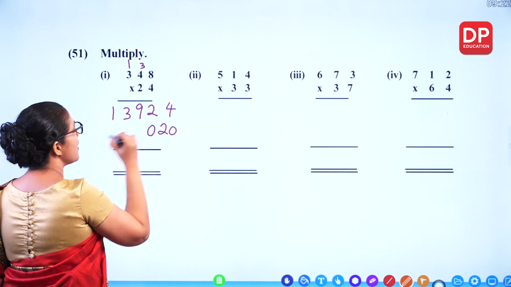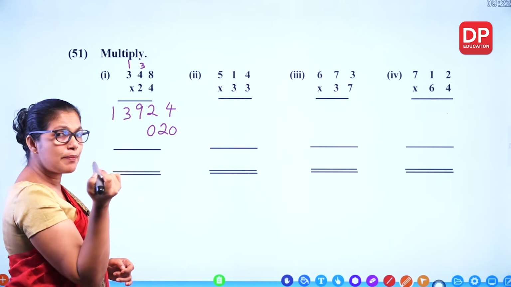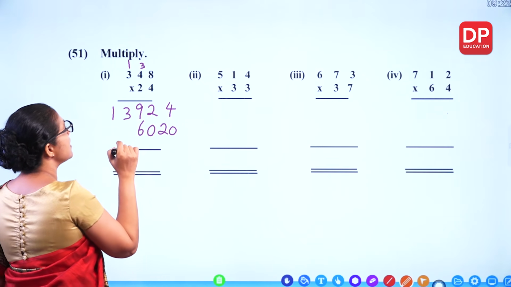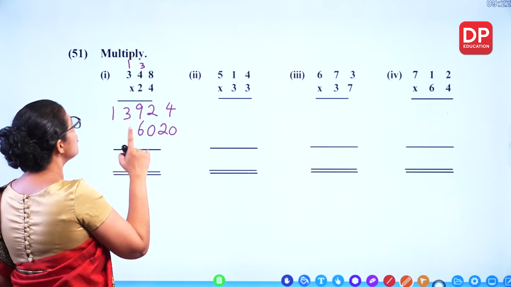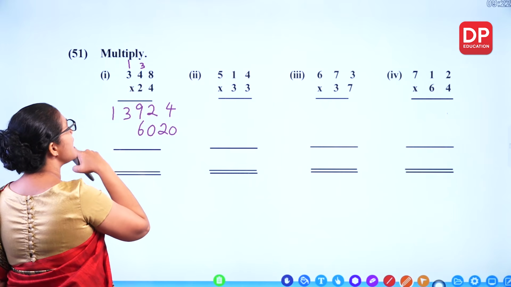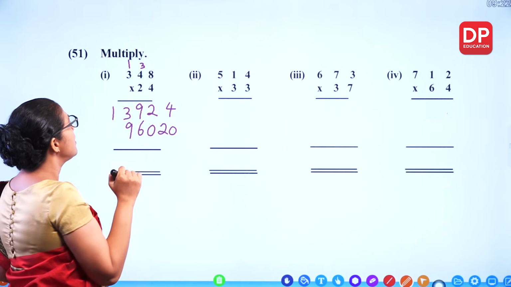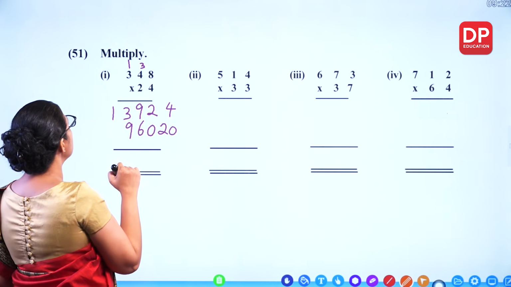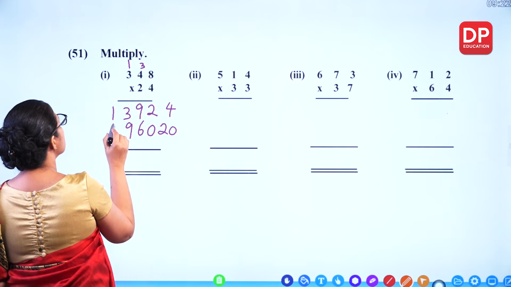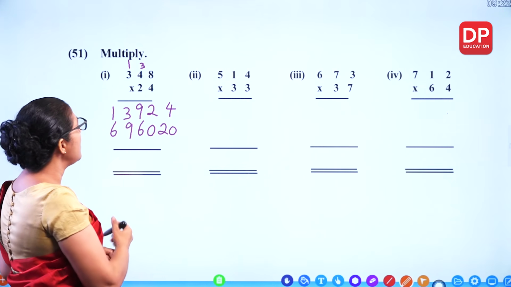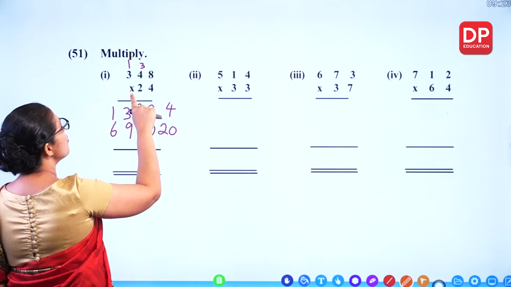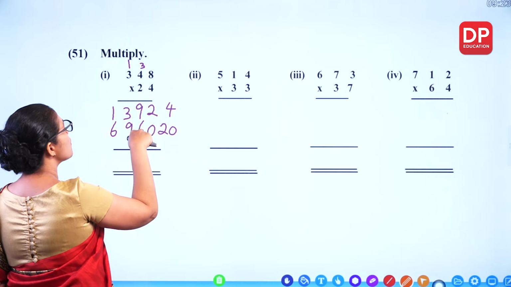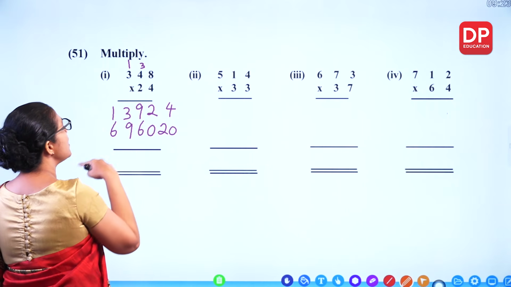So how do you multiply by 20? You put a 0 there and multiply by 2. 2 times 8, 16. 1 remaining. 2 times 4, 8. 8 plus 1, 9. Then 2 times 3, 6. Again, put a 0, multiply by 2. 2 times 8, 16. 1 remaining. 2 times 4, 8 plus 1, 9. And 2 times 3, 6.